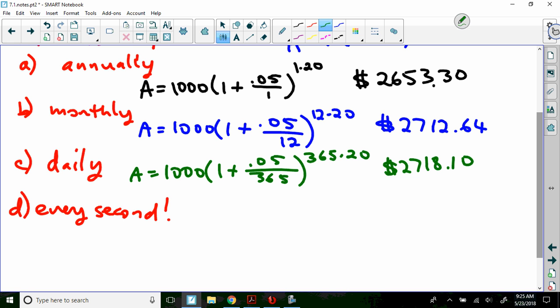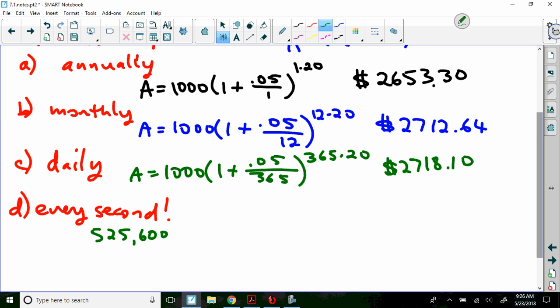Now, the movie Rent, probably had one of the catchiest songs I've ever heard. 525,600 minutes. Wasn't it? Let's think about this. Every second, there's 525,600 seconds in a year. Wow. Is that right?